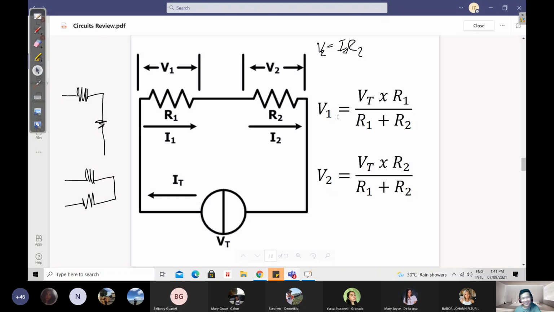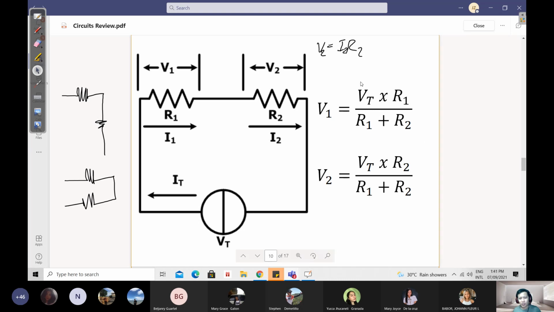Okay. Usually, if you want to solve for voltage, you still need the current. With the voltage division theorem, you don't need the current anymore. You have the resistances, and you also have the voltage supply. You can directly solve for the voltage using the formula V total times R1 over R1 plus R2 if you want to solve for V1. Or if you want to solve for V2, you can just use V total times R2 over R1 plus R2. So that's why I said this is just a shortcut.